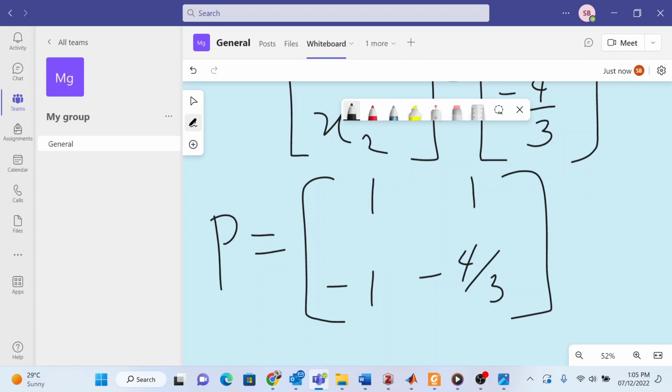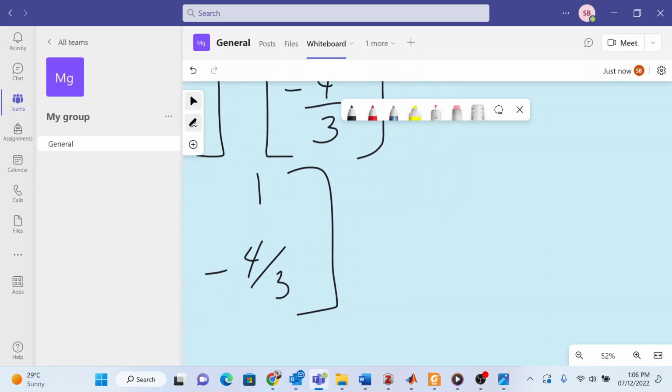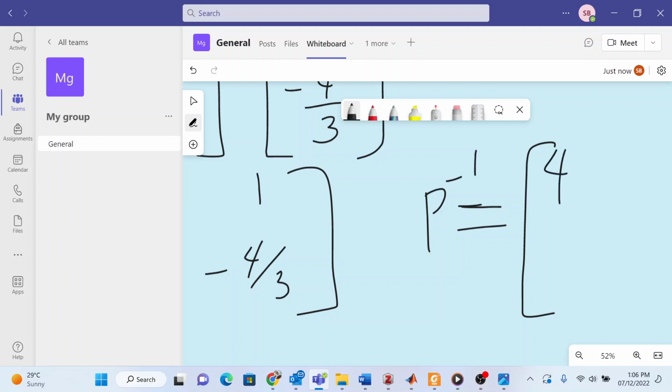Now that we have obtained P, we also need to obtain P inverse. With our calculator, we don't need to stress ourselves. We can get P inverse straight away from the calculator. Just punch this value inside the calculator and click on that x raised to power minus 1 button to give you the inverse. So you don't need to stress yourself about that at all. So your P inverse is just going to be 4, minus 3, 3, and minus 3.